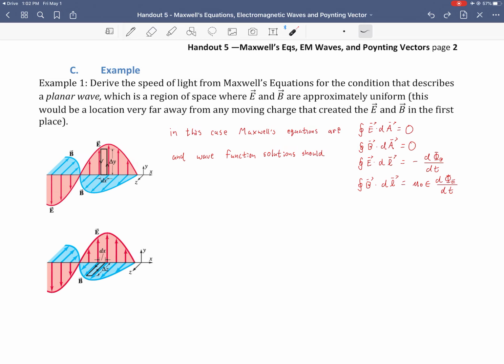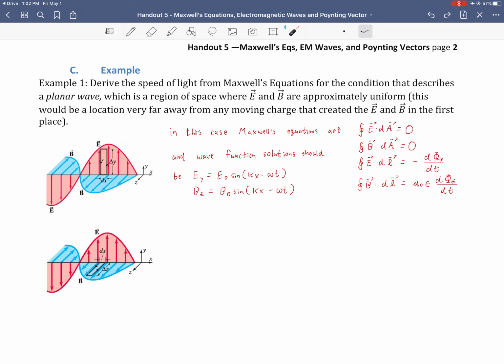Okay, moving on. And the wave function solution should look like this. So they should be E, because we've chosen to put E in the Y direction, and that means that B has to be in the Z direction. Now we could have put E in the Z direction and B in the Y direction, it wouldn't matter, but we've chosen these axes, and they have to be perpendicular to each other. Okay, but why do I even say that these are the wave solutions?